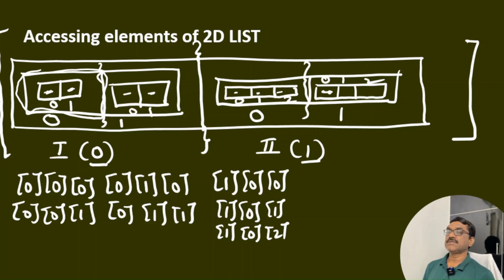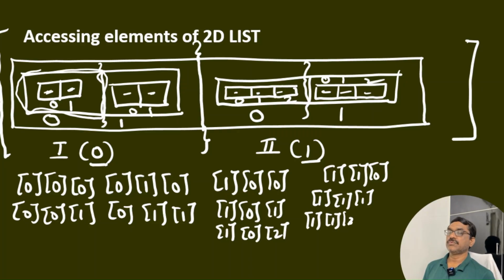This is the way. So how to access these elements? These elements are indicated by 1 of 0. The second one is denoted by 1 of 1, and the last element is denoted by 1 of 2. This is the representation of accessing the elements of a two-dimensional list. This is a diagrammatical view to access the elements of a two-dimensional list. This is only the representation.